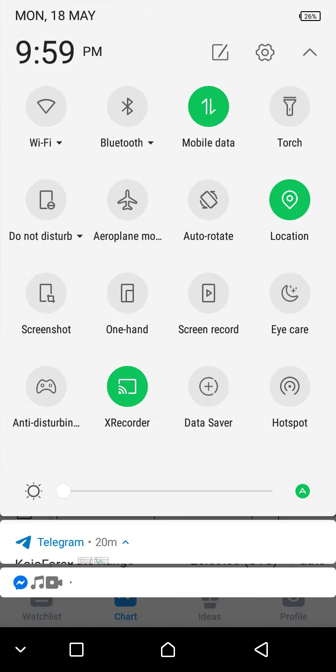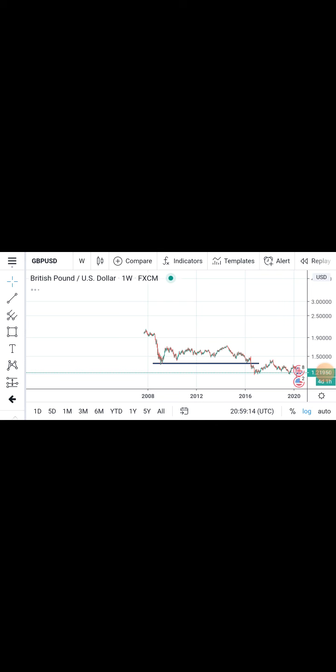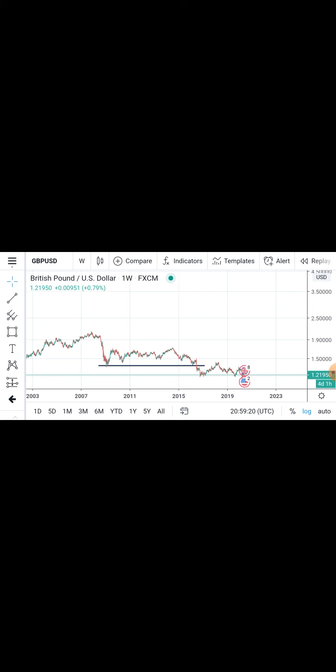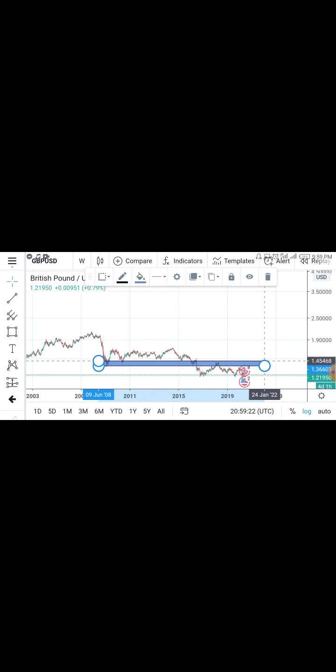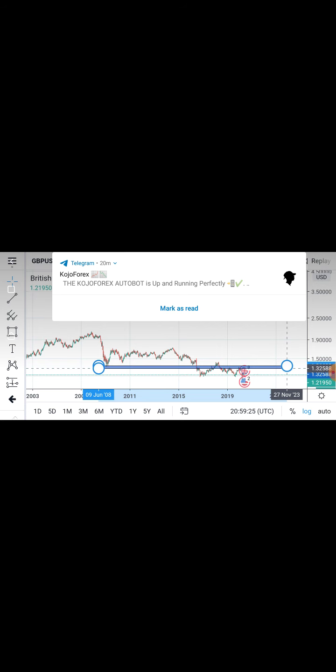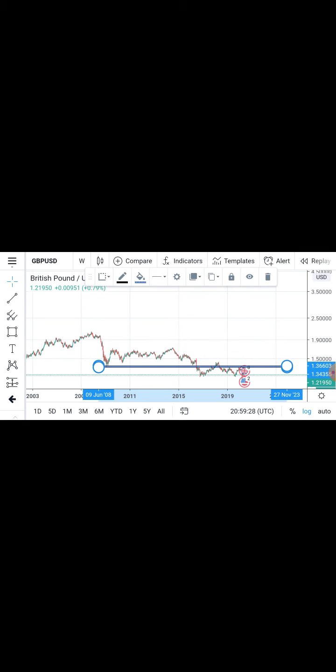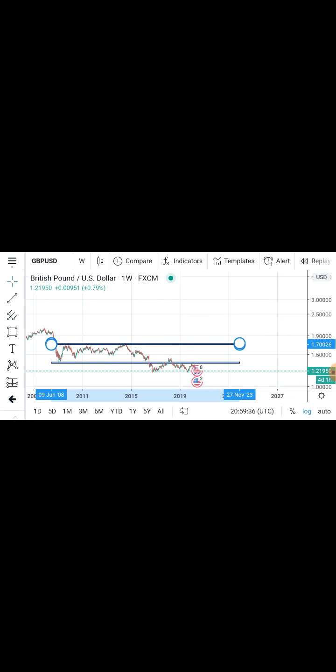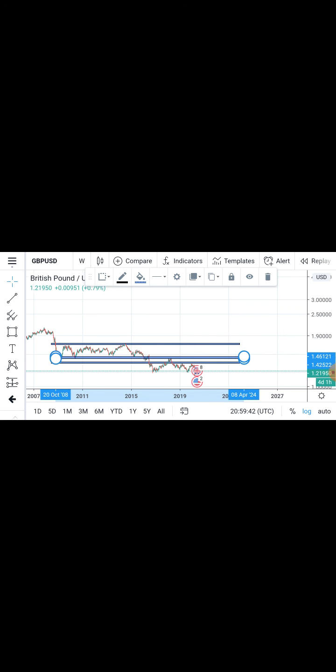So let me just put my phone on landscape mode so we can see more. All right, so still drawing my zones here. I'm gonna be duplicating this clone. Okay, so clone this again. You could easily see how I spot my zones. I clone this.